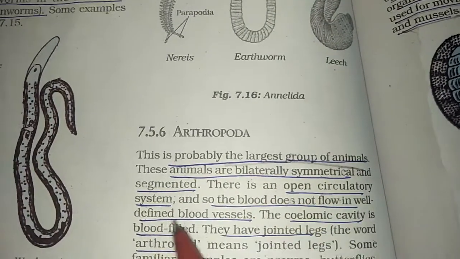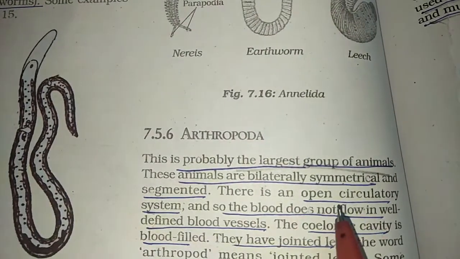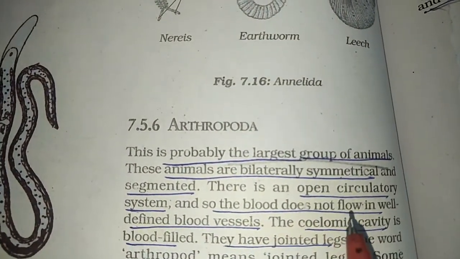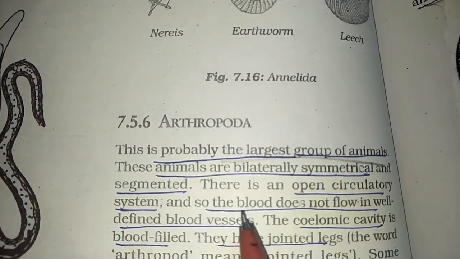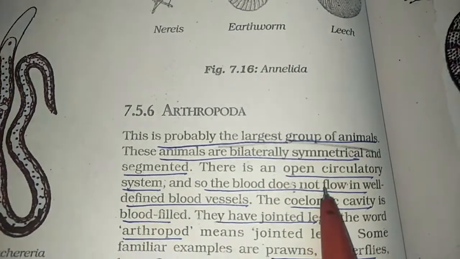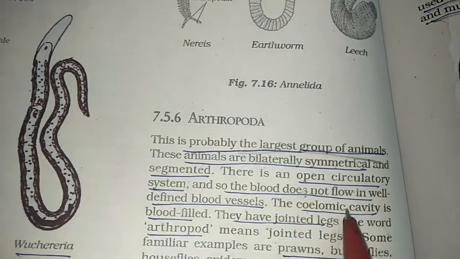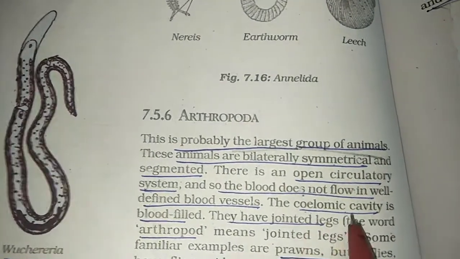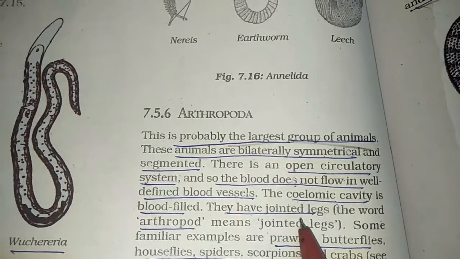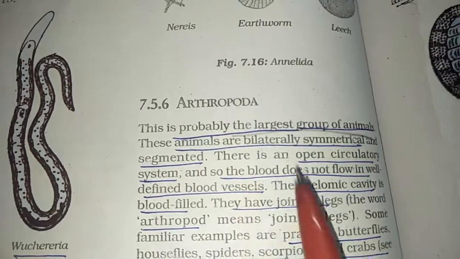There is an open circulatory system. And what does this mean? Open circulatory system means they do not have vessels like arteries and veins where the blood flows. The blood flows in the entire body. So the blood flow does not take place in well-defined blood vessels. That is known as open circulatory system. Then you have the coelomic cavity, because they are all coelomates, so the body cavity is there, which is filled with blood.